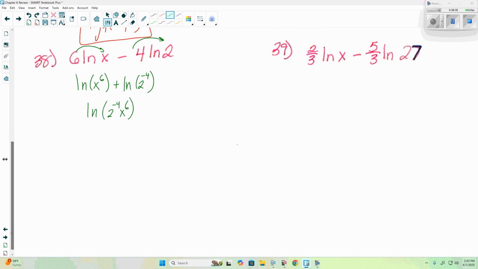We do have a negative exponent, yes? Telling us that we have the natural log of x to the 6 over 2 to the 4th. Again, 2 to the 4th does reduce nicely. It is 16. Questions on this here?